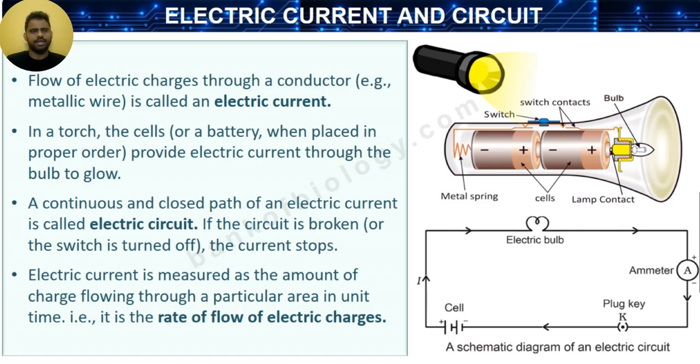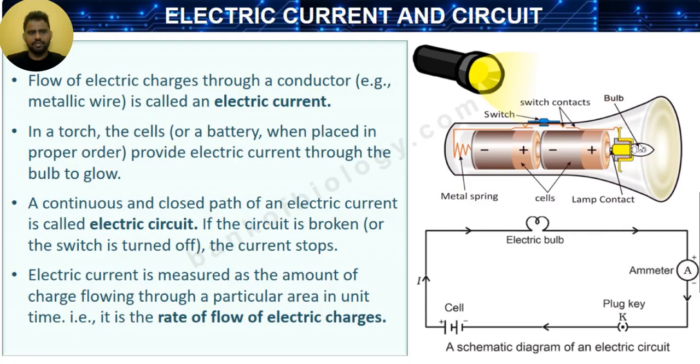So let us try to define electric current. Basically, electric current can be defined as the flow of electric charges through a conductor. The conductor, for example, can be a metallic wire. Now, for this, an example of a torch is given. In a torch, the cells or a battery, when placed in proper order, provide electric current through the bulb to glow.